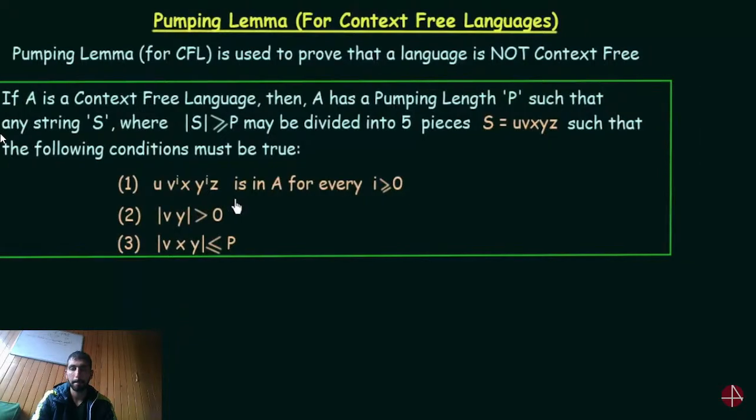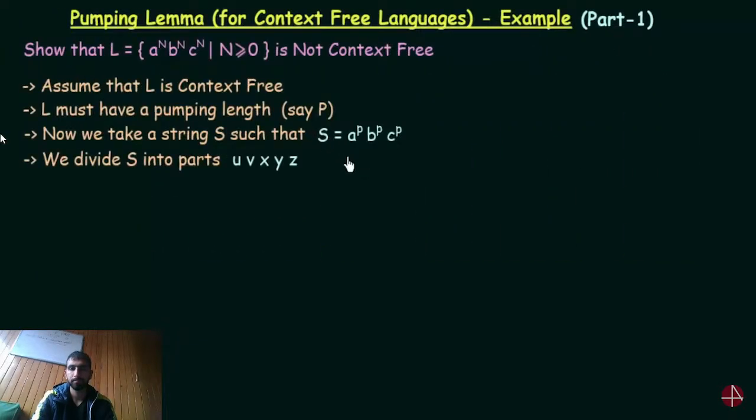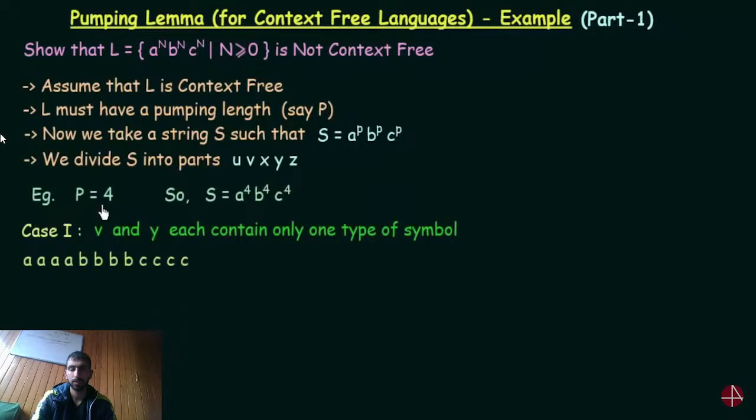So let's go back to our problem. Here we have taken P as our pumping length, and we are going to divide our string S into 5 parts, u, v, x, y, and z. Let's see how we can do this. For example, I have taken the pumping length P equal to 4. You can take any other length also, but here we have taken P equal to 4. So we have the string a power P, b power P, c power P. All the P's I replace with 4. So I have my string of the form a power 4, b power 4, and c power 4.